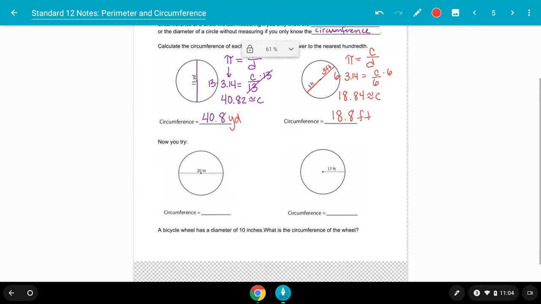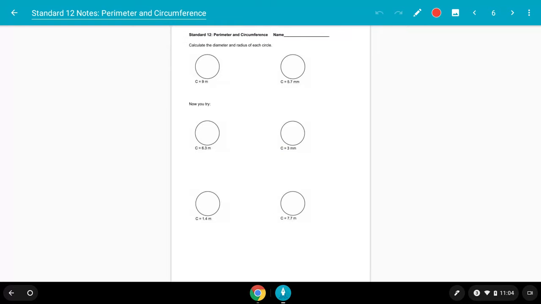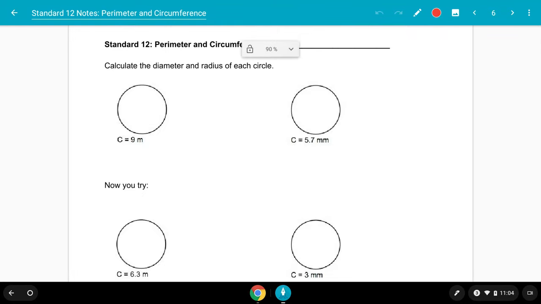All right. Now I want you guys to try the next 3. And when you're done, I think we can just keep listening to this video because I think we have enough time. Calculate the diameter and radius of each circle. All right.